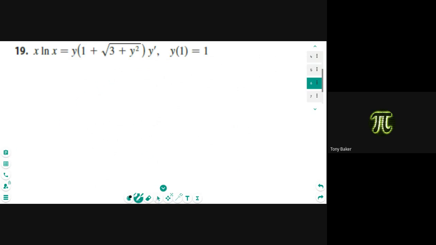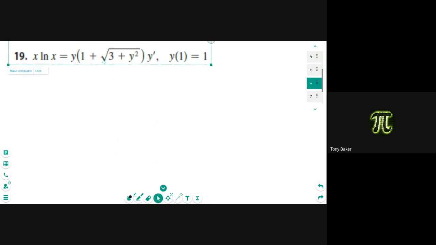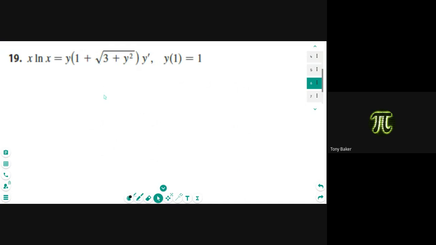It just equals 2. Let's look at this. I don't like that. I know.